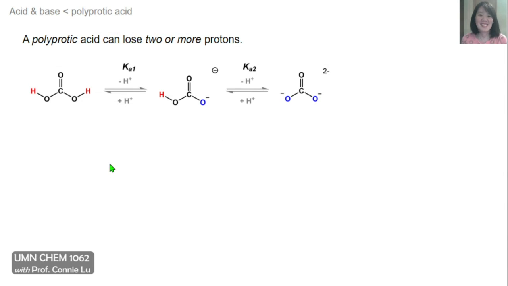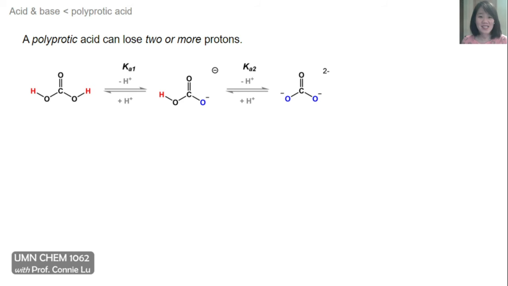Some weak acids actually have two or more ionizable protons that they can dissociate. In this example here, this is carbonic acid, and these two protons highlighted in red can both be dissociated.